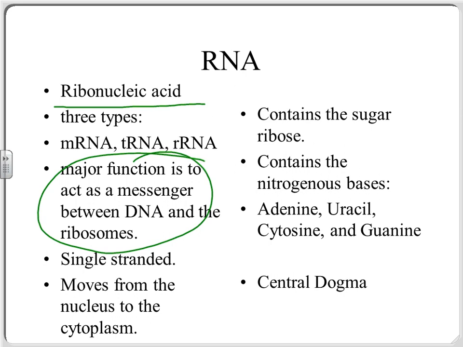Now there are some differences between DNA and RNA in terms of the way they're made. Instead of being a double helix, RNA is usually a single helix. It's a single strand, just 1 strand of nucleotides. And also, unlike DNA, it can leave the nucleus and go out to usually the rough ER or other ribosomes out there in the cytoplasm. It's not stuck in the nucleus. It can leave.